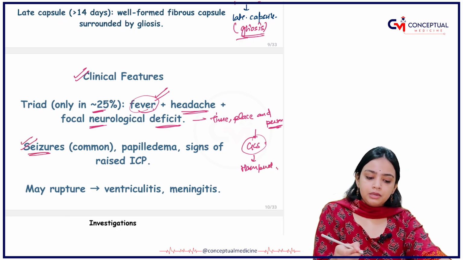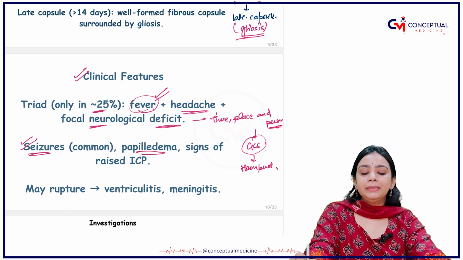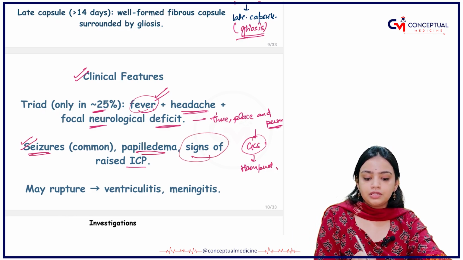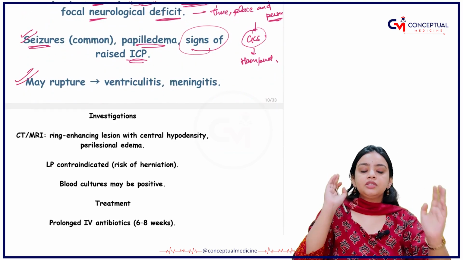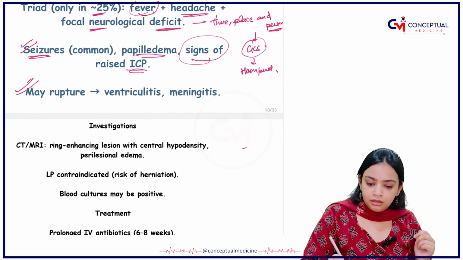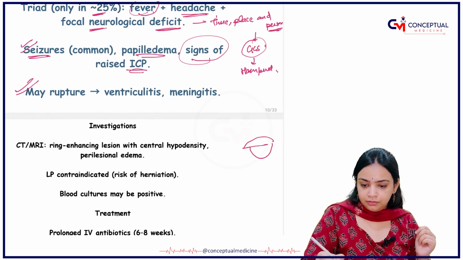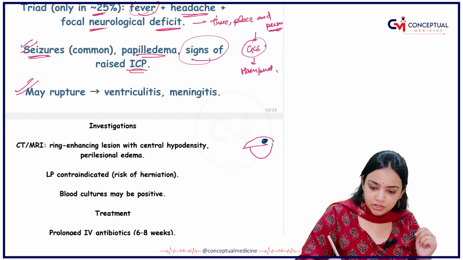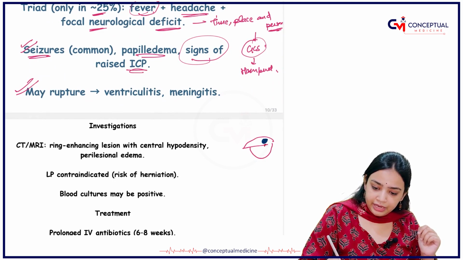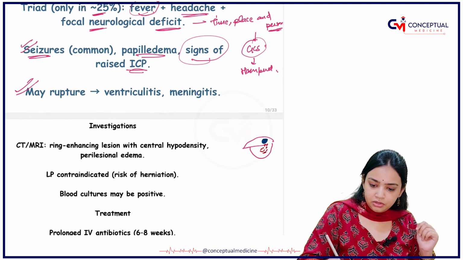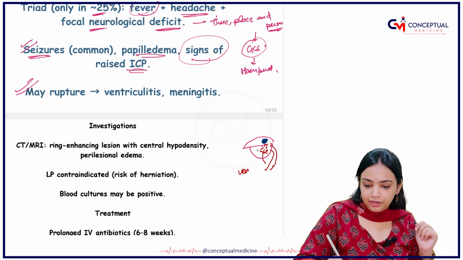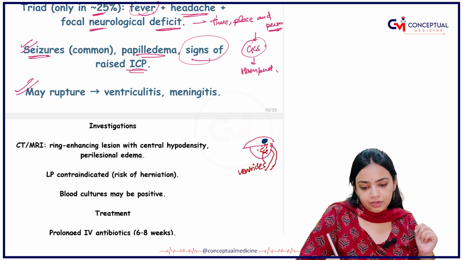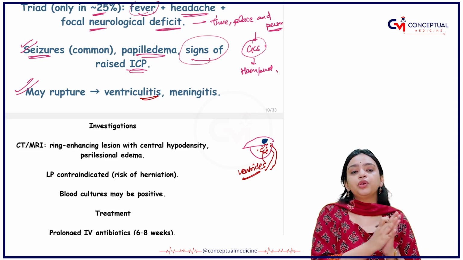Seizures are the most common symptom that will occur. Then you will have papilledema and the signs of increased intracranial pressure. If the abscess ruptures, like this was your brain, here was your abscess, if anyhow this abscess ruptures, this will go to your ventricles and will cause ventriculitis.